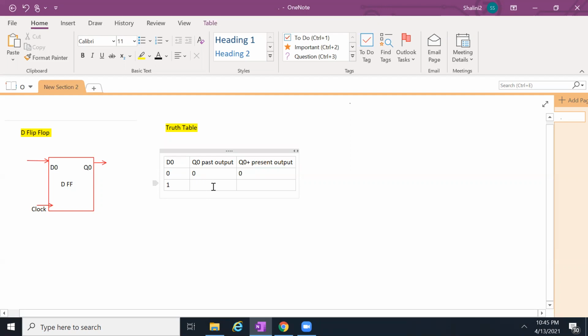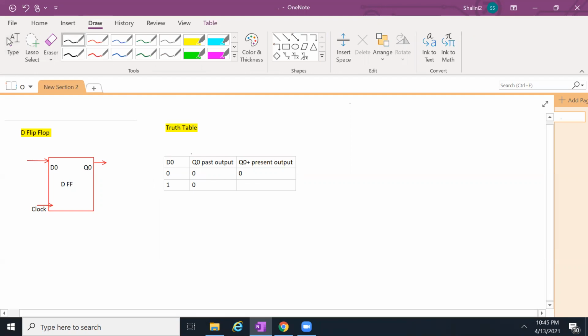In the next clock cycle, this present output will be the past output. Now what will be the Q0 plus output in the next clock cycle? I already told you, always look into the input value. The input value is 1 for the second clock cycle, so the output also will be 1.